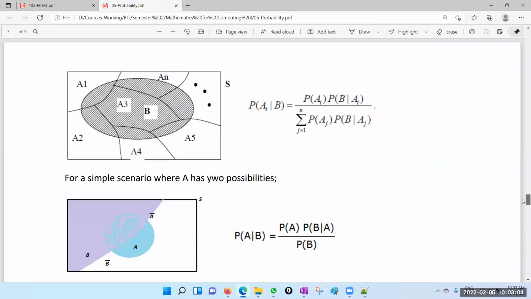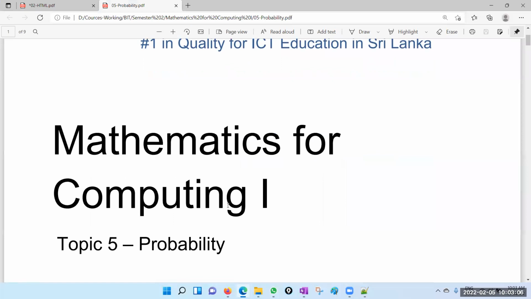We are moving to the final topic, probability. It's a very small topic. Okay, very small topic, probability. So what is probability?